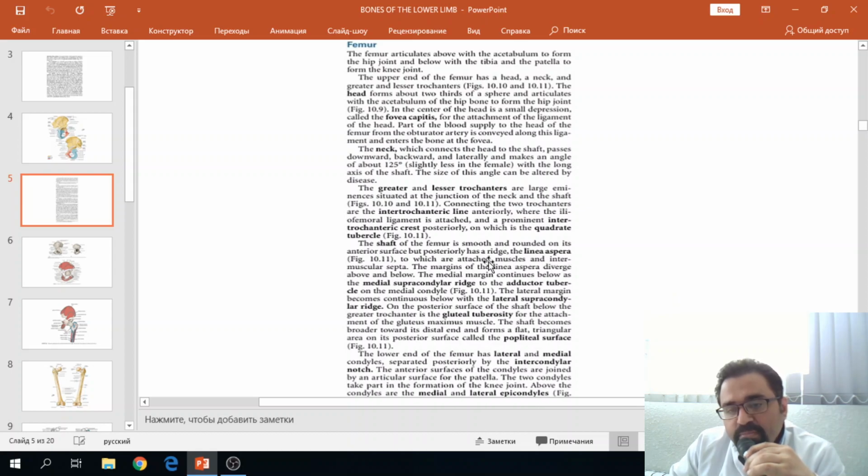The shaft of the femur is smooth and rounded on its anterior surface, but posteriorly has a ridge, the linea aspera, to which are attached muscles and intermuscular septa. The margins of the linea aspera diverge above and below. The medial margin continues below as the medial supracondylar ridge, with the adductor tubercle on the medial condyle. The lateral margin becomes continuous with the lateral supracondylar ridge.